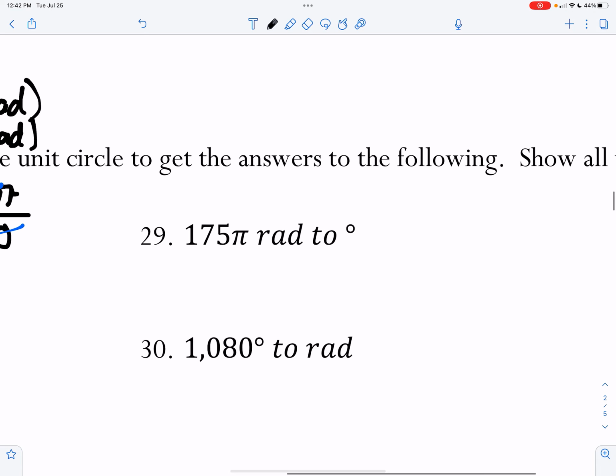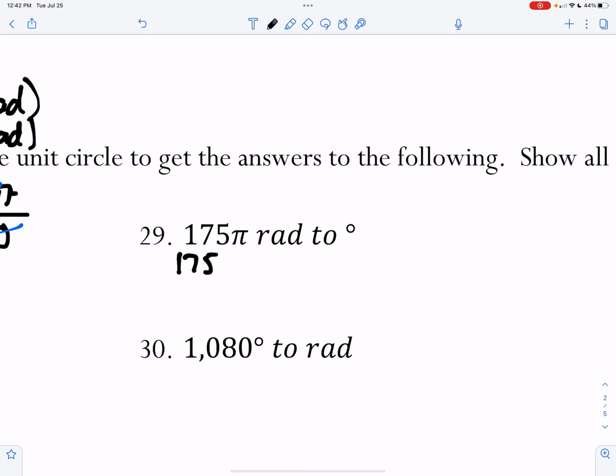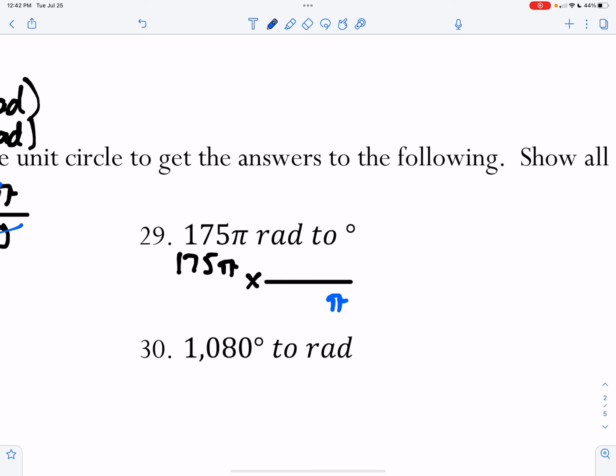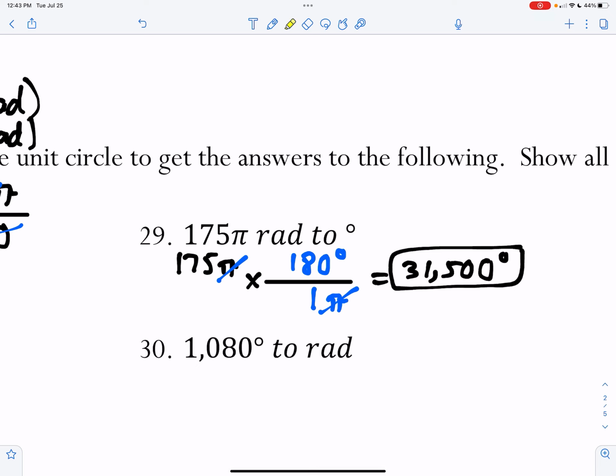A 175 pi, okay, well, if we multiply that times our conversion factor, pi would be down here, pi radians, and 180 degrees would be up here because it's 1 pi radian and 180 degrees. That cancels, and then we're just simply multiplying the two. And we would get 31,500 degrees, meaning you're going around the circle quite a bit, quite a few revolutions.